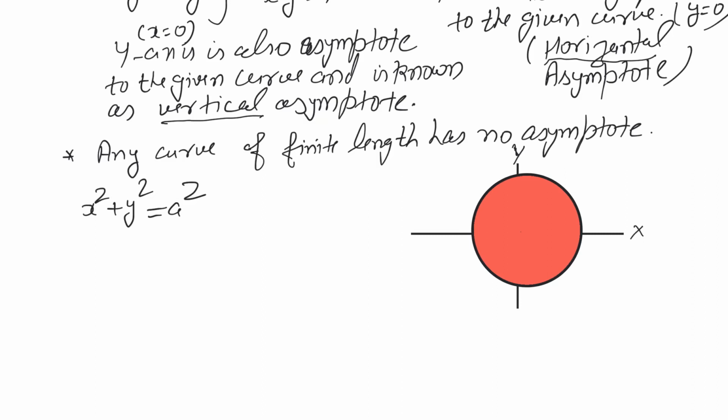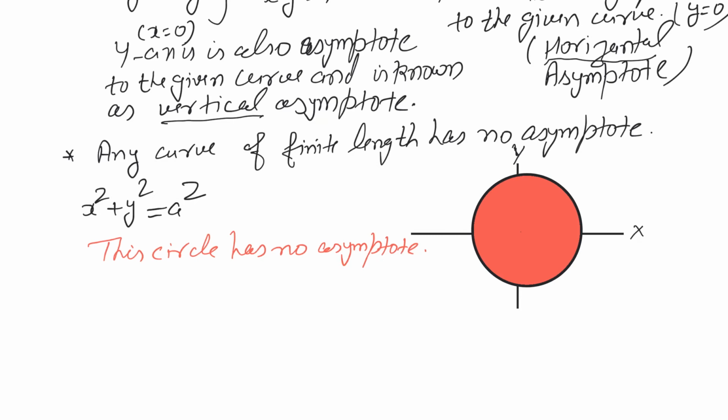Now we see the circumference of this circle is finite and is equal to 2 pi a, okay, which is finite. So this curve has a finite length. So this curve can have no asymptote because its length in itself is finite. So how can you even think of having an asymptote of infinite length for a curve that in itself has a finite length. So this circle has no asymptote.